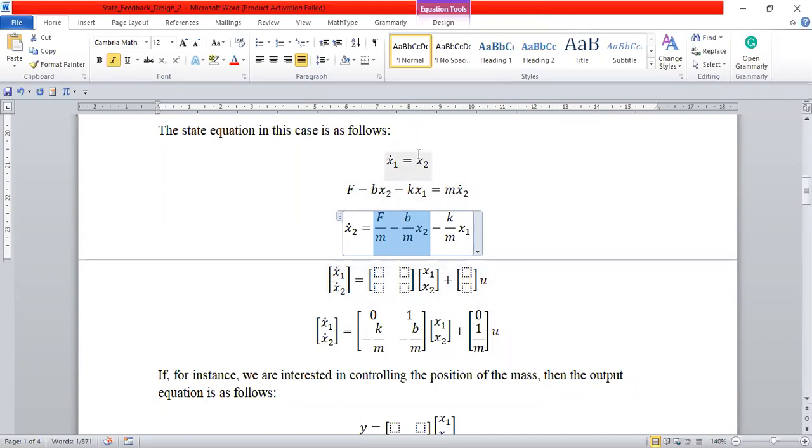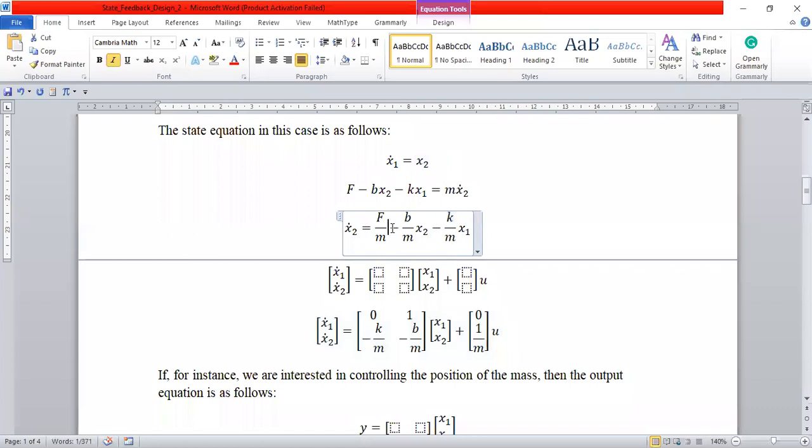So x1 dot is equal to x2. So there's no contribution of x1. The x here is 0. Then x2 is 1. Then there's no u. The input is the force, so it's going to be given in the question. So there's no u here, so it is 0.